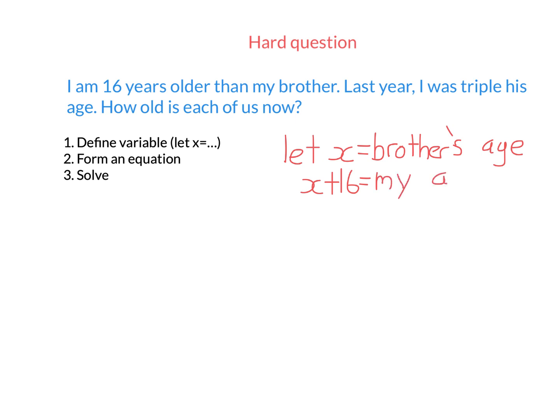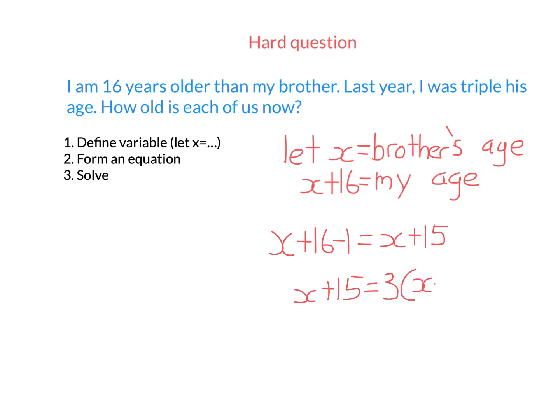Now writing the equation here is a bit difficult. We have to write "last year I was triple his age" as an equation. So if my brother's age is currently x, what was it 1 year ago? Well, your age 1 year ago is just whatever your age is now minus 1. So my age 1 year ago was x plus 15. My brother's age 1 year ago is just x minus 1. So last year, my age was triple, 3 times, my brother's age. My brother's age a year ago was x minus 1.